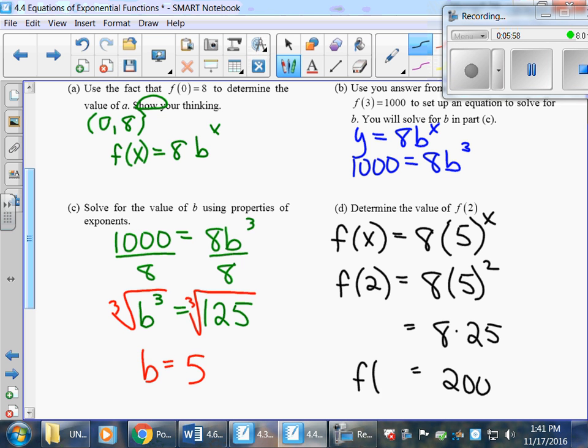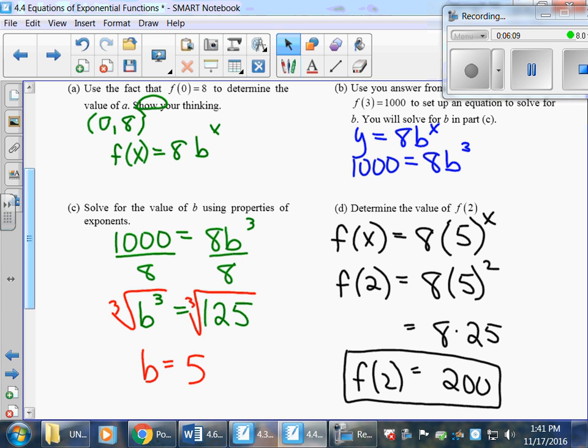I always like to make sure that my answer is complete when I write it down. We don't have to explain anything. We did the work. Everything's good. Pause and write things down. Rewind if you need to. And meet me at number 3.